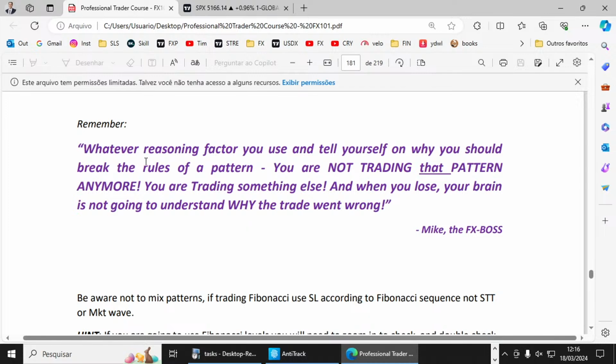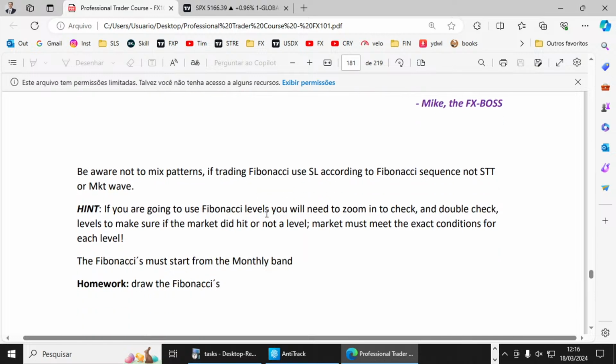And remember, whatever reasoning factor you use and tell yourself on why you should break the rules of a pattern, you are not trading that pattern anymore. You are trading something else. And when you lose, your brain is not going to understand why the trade went wrong. Make sense, everybody? Be aware not to mix patterns.